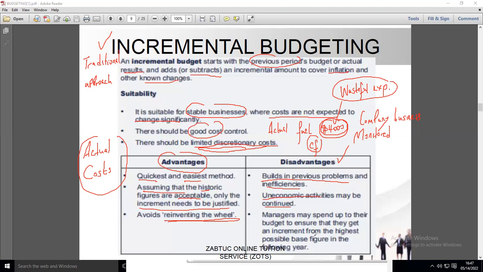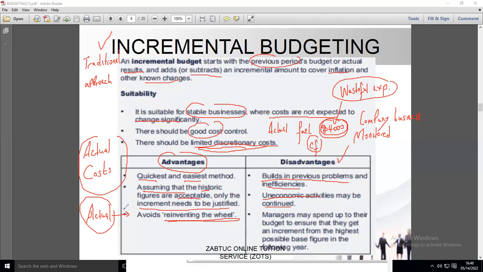Since managers know that for next year's budget the starting point is the actuals for this year, they'll make sure that they use up all the resources so that the actual is as padded as possible. That will most likely give them leverage for the following year. So this is a very common budgeting approach.